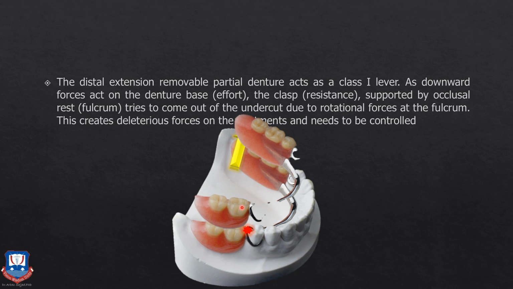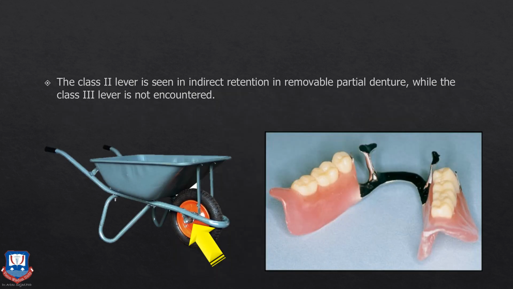So we have to ensure that the retainer on the abutment teeth actively engages the abutment teeth during any lifting forces, thereby preventing its dislodgement and improving its stability. So now coming to the class 2 lever mechanism.